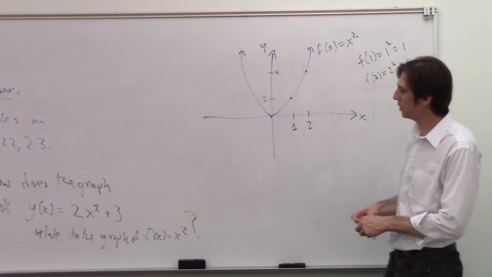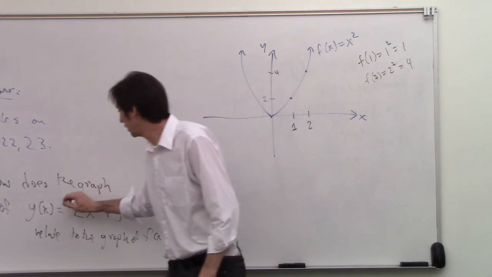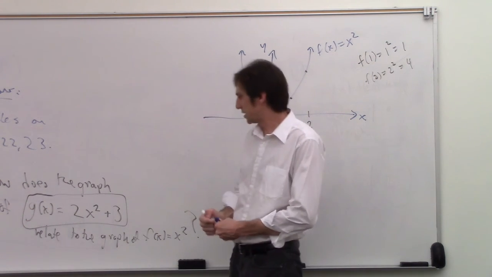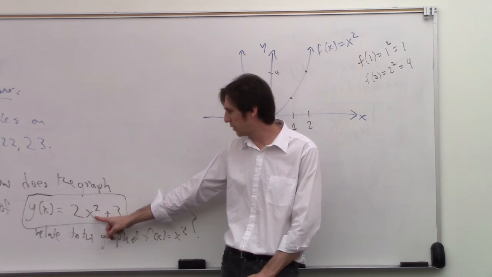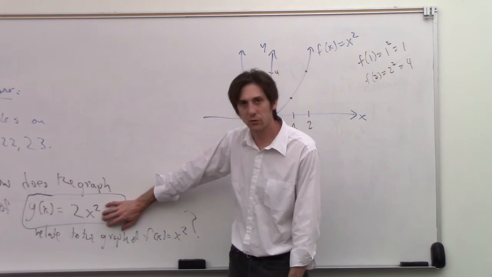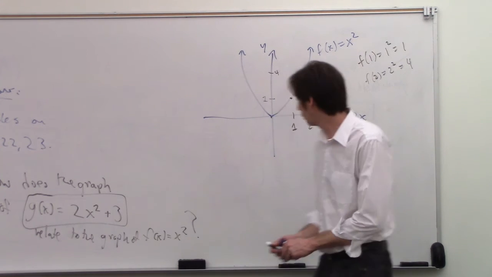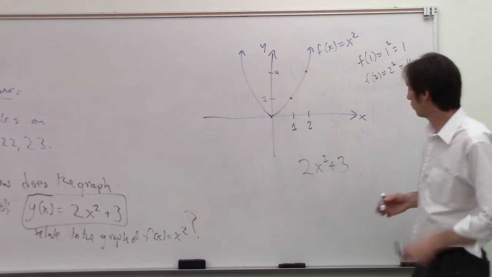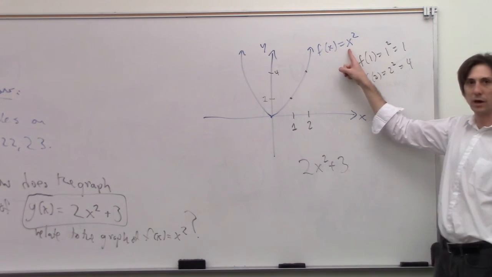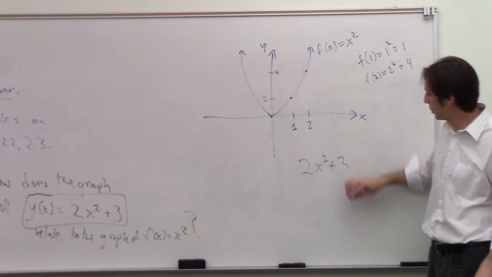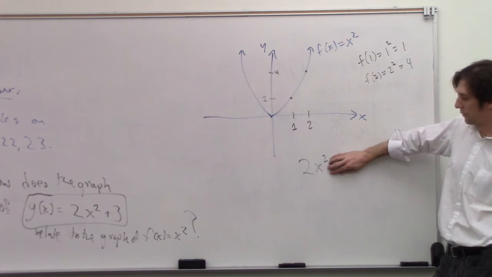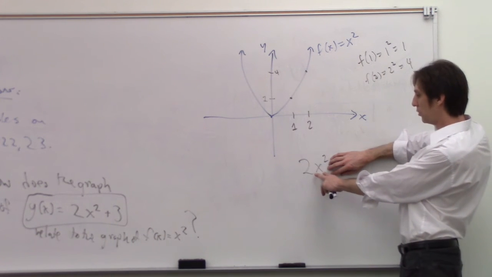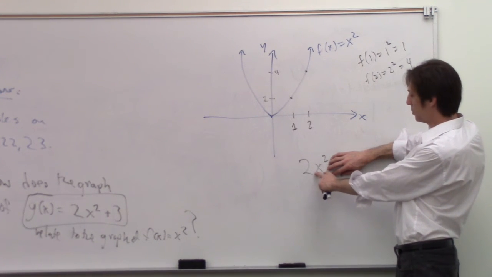The function that I really want to understand, though, is a different function. It's not just x squared, but it's very similar to x squared. It's 2 times x squared and then plus 3. So how does 2x squared plus 3 relate to just x squared? Well, we can think about it one step at a time. To form 2x squared, what I should do is multiply every output from x squared by 2.